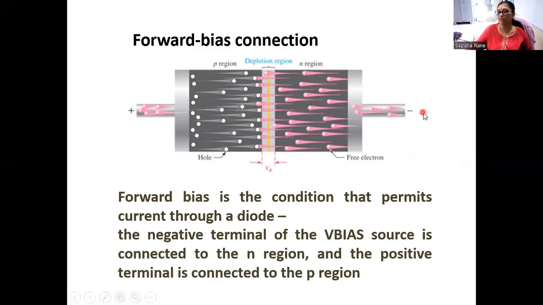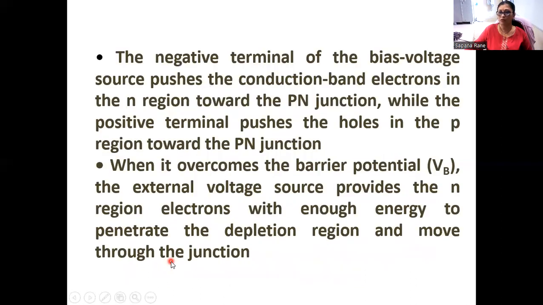Similarly, as the N region is connected to the negative terminal of the battery, the electrons which are majority charge carriers in the N region are repelled by the negative terminal of the battery and they are pushed towards the junction as well. So both holes and electrons are pushed towards the junction and they cross the junction and complete the circuit so that current flows through the device. So forward bias is the condition that permits the current through the diode. So this is the case during the forward bias.